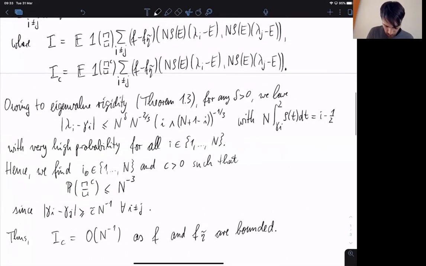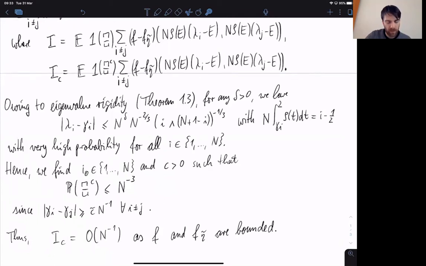And maybe I should just say a word about why this is correct. We now know that this here has probability n to the -3, and for this sum, each summand is bounded, and we have a sum over n squared terms. So we can easily estimate this from above by n squared times the probability of this event, and because of this we get that the IC is at most of order n to the -1.